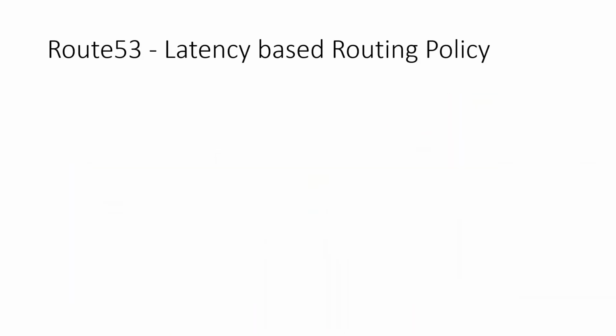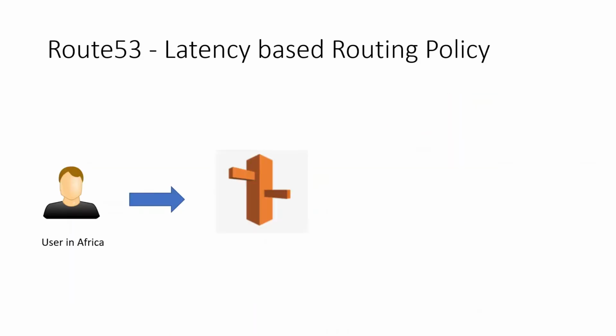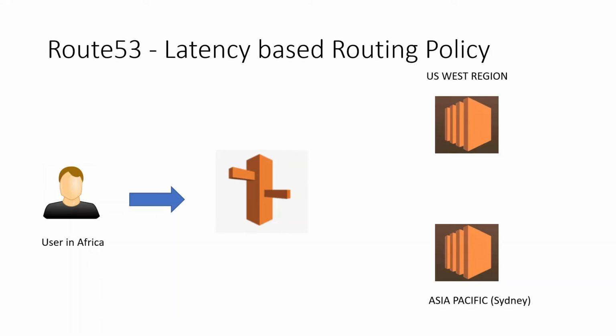Next, we have the latency based routing policy, where let's say we have a user in Africa hitting the website which goes to Route 53, and let's say the request, if it goes to US West region, would take 45 milliseconds, and if it goes to Asia Pacific, let's say Sydney, it takes 250 milliseconds. So in this case, Route 53 will route the request to US West region because it takes a lesser amount of time. So based on latency, it will route the traffic accordingly.